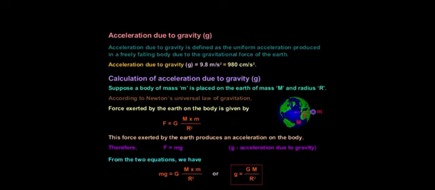So from these two equations, we get that mg is equal to G M m upon R square. So this small m will be cancelled out from both the sides. So we get the formula of small g, that is acceleration due to gravity, which is small g is equal to capital G capital M upon capital R square. So this is the formula by which we can calculate the value of this acceleration due to gravity.